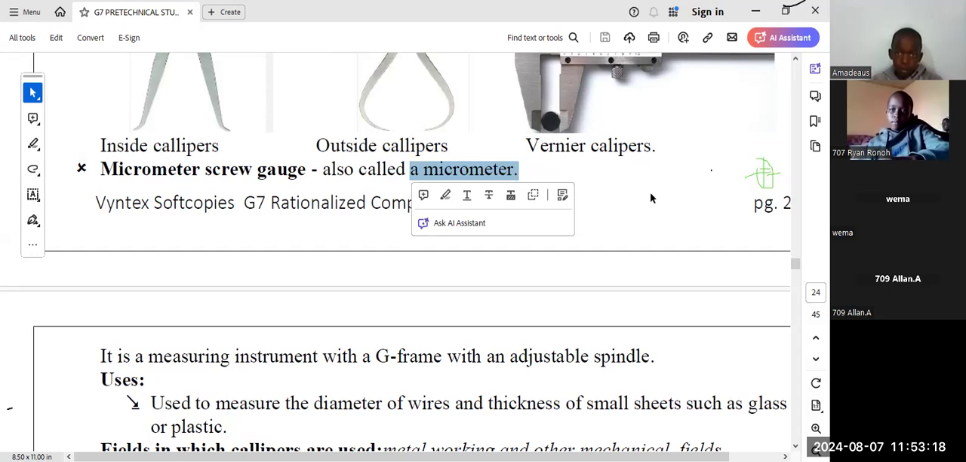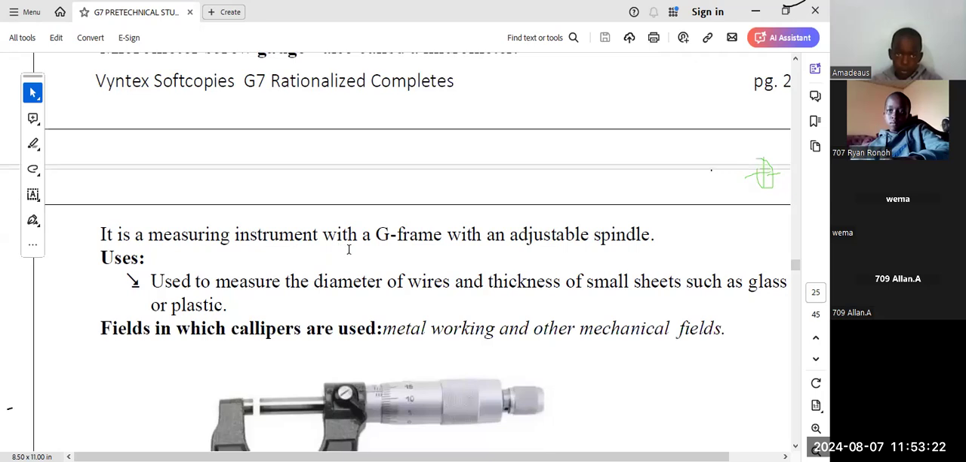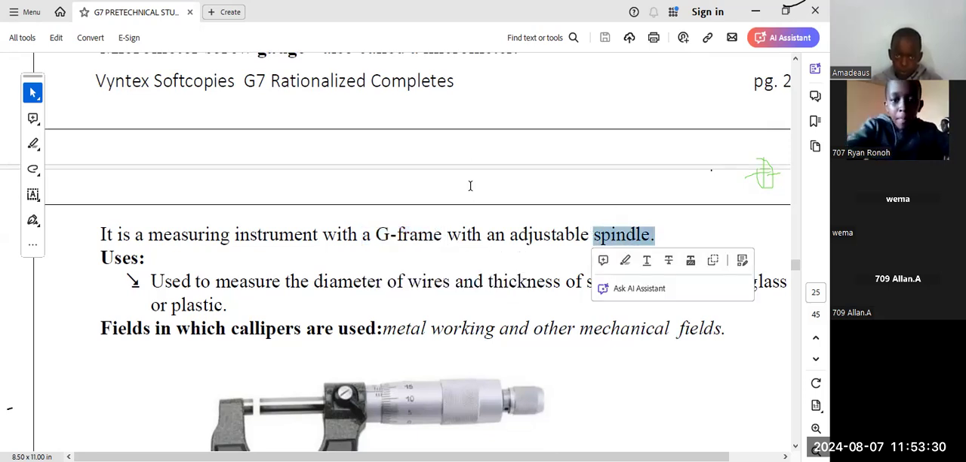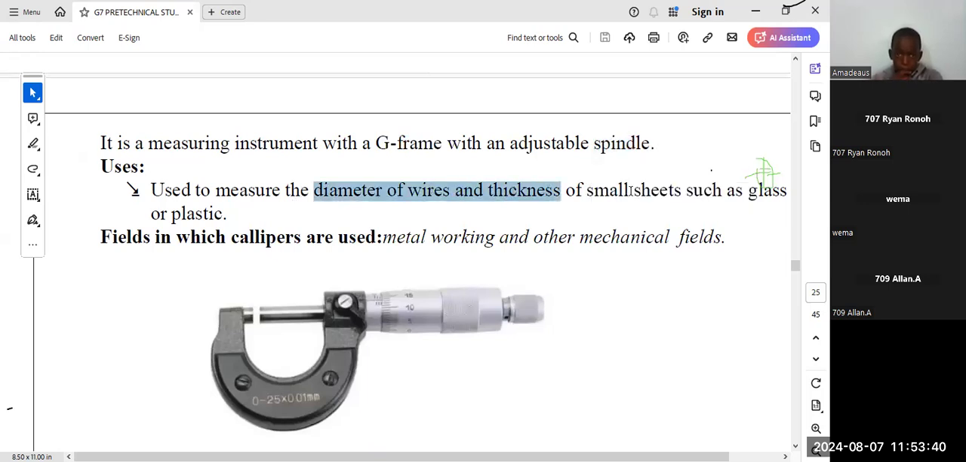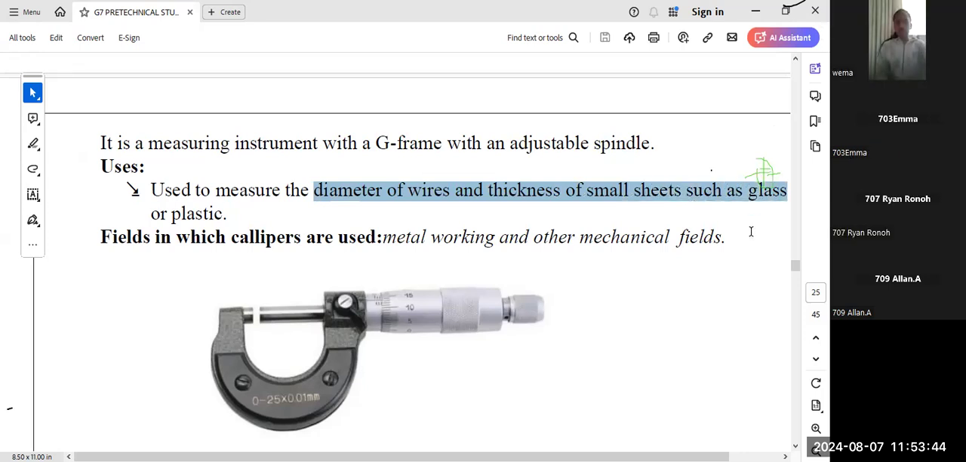Now, how is it used and where is it used? It is a measuring instrument with a G frame with an adjustable spindle, and it is used to measure the diameter of wires. So a micrometer is used to measure the diameter of wires and the thickness of small sheets, such as glass or plastic.